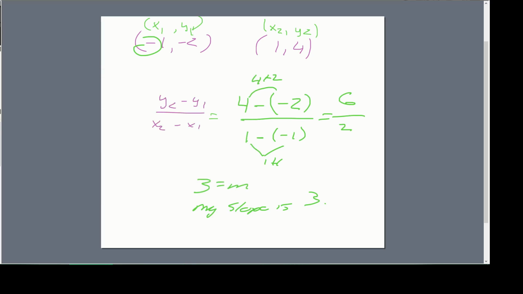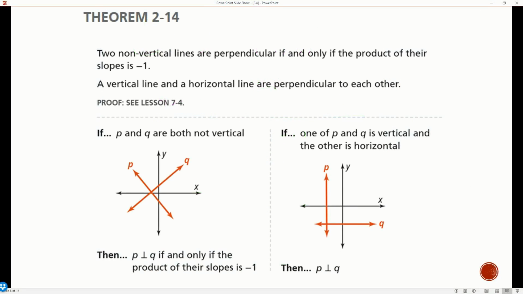So let's go back to the other screen now and look at theorem 214. Two non-vertical lines are perpendicular if and only if the product of their slopes is -1. That's a little bit confusing sounding. But let's look at the vertical line part first and a horizontal line, the second part of the theorem, and then we're going to go back and look at the first part in a little bit more depth.